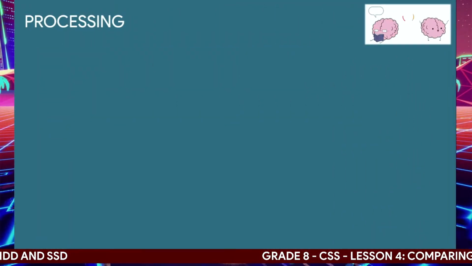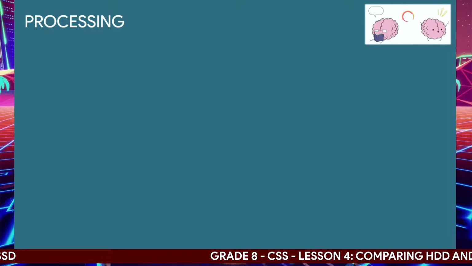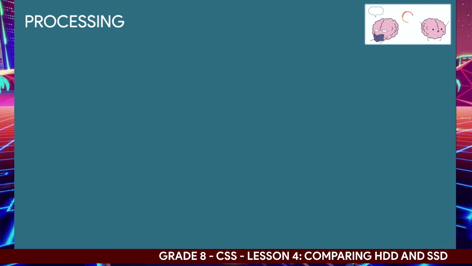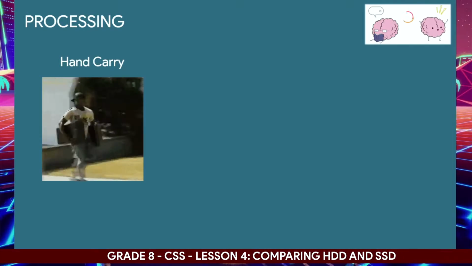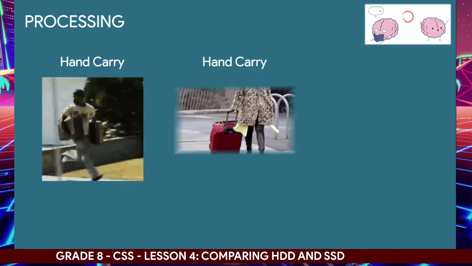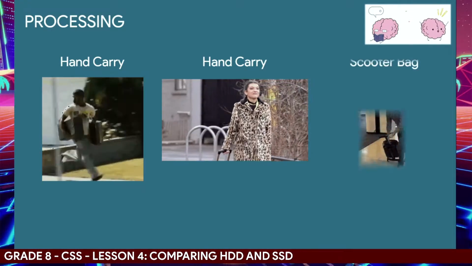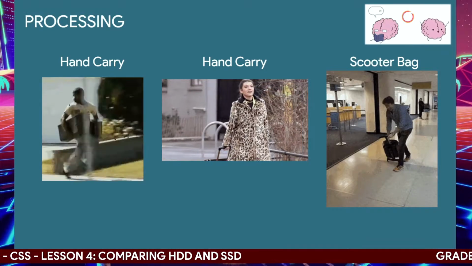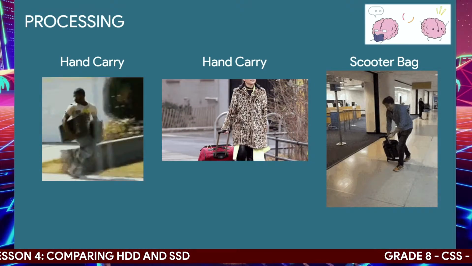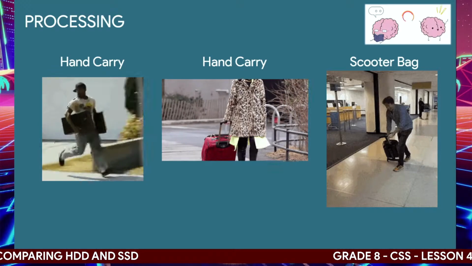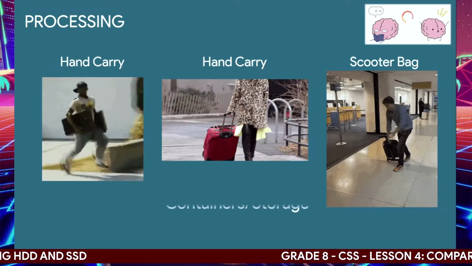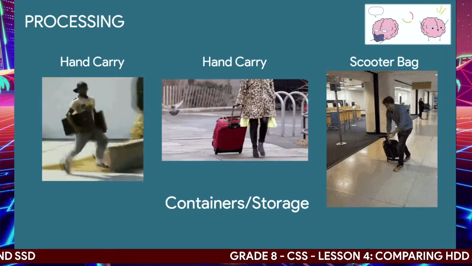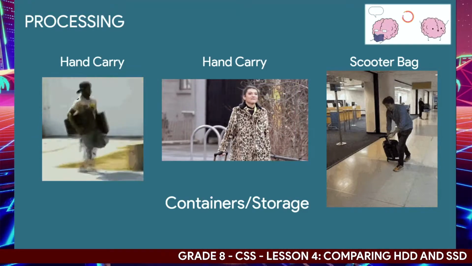Now let's process this. On the video, we saw three different kinds of luggage. One is hand-carried, the other one is a trolley bag, and the last one is a scooter bag. What do they have in common? Yes, they are all containers or storage of your personal belongings when traveling.